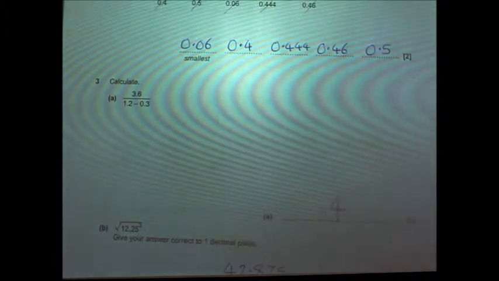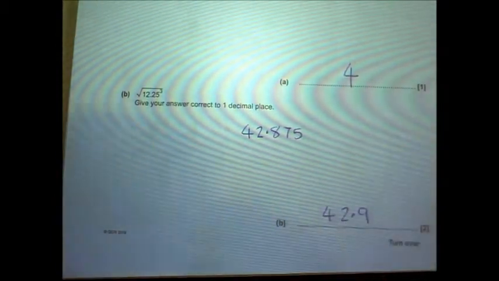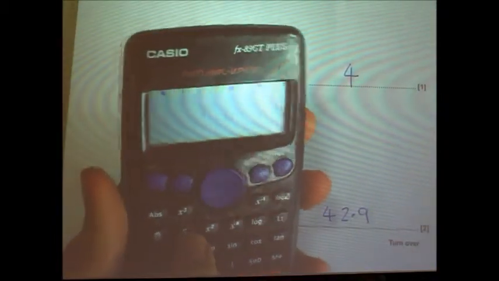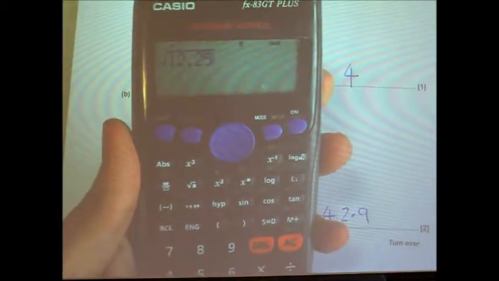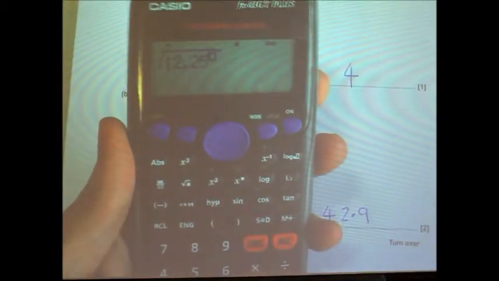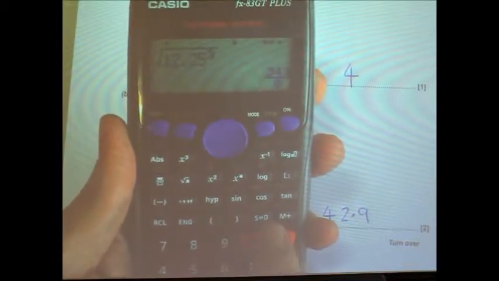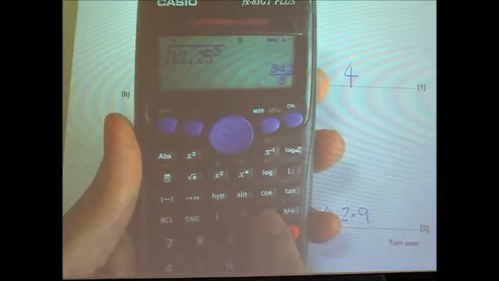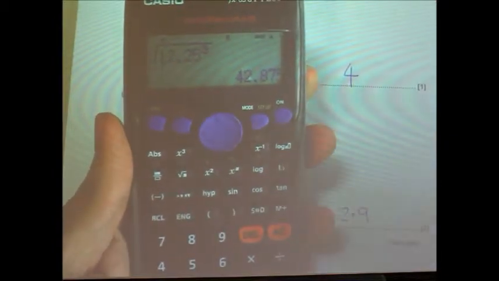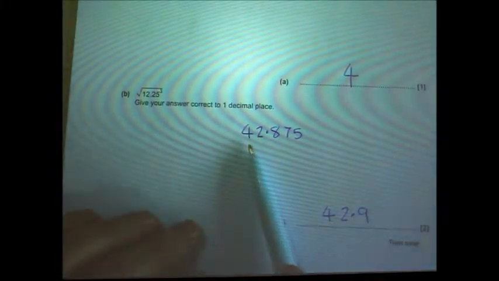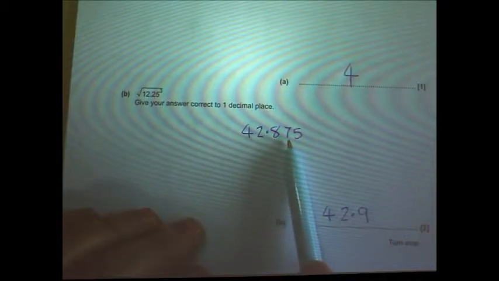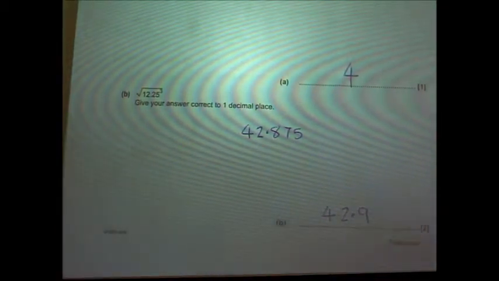The next one, what is the square root of 12.25 cubed? Well, again, you can put this into your calculator. The square root button is that one there, so you press that, and it is 12.25 cubed. I always go to the power 3 and press equals, and you might have to press your SD, which stands for surds to decimal. Press your SD button, and it is 42.875. Round it to 1 decimal place: 42 point, now it's 8 at the moment, but the 7 would round it up, so 42.9.